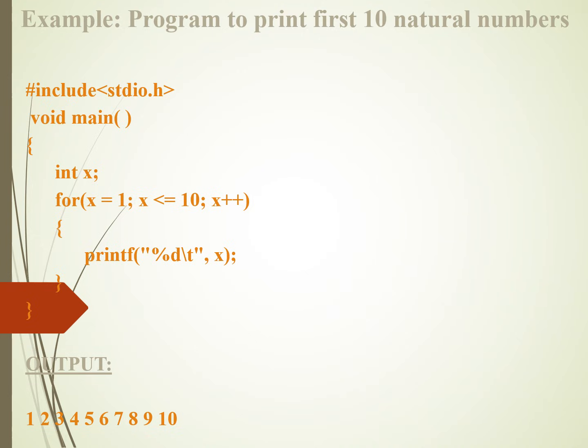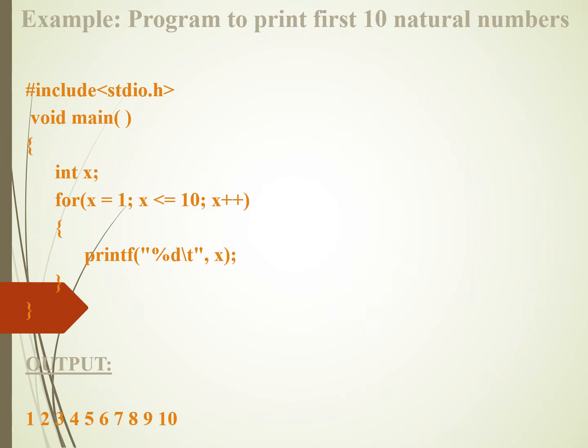This program also prints the first 10 natural numbers. The loop starts with x equal to 1. The condition checks whether x is less than or equal to 10 or not. If the condition is true, the value of x is printed. Then x is incremented by 1 by using x plus plus.